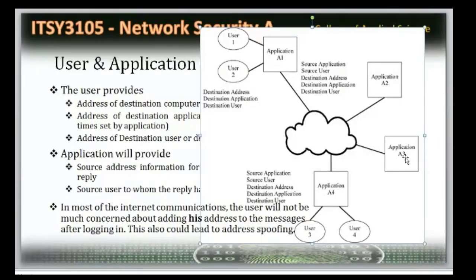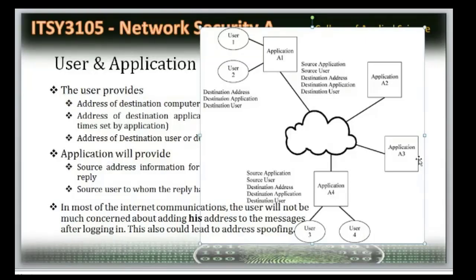Then you must know the destination IP address. What is the IP address of this machine? So source IP address, destination IP address. Then the next ones are the source port number and destination port number, which is coming in the next slide. So you must know the source port number and destination port number.